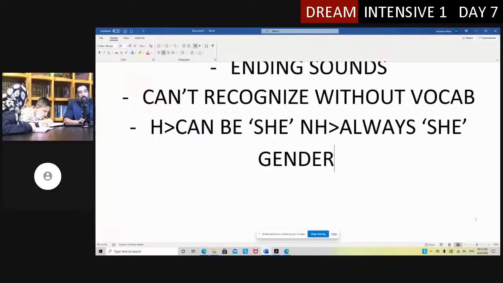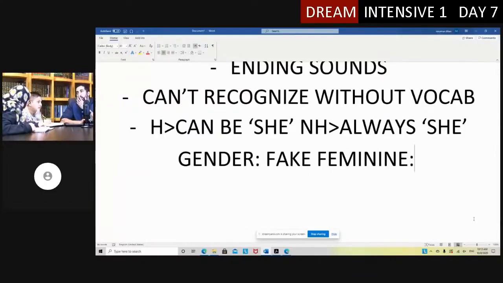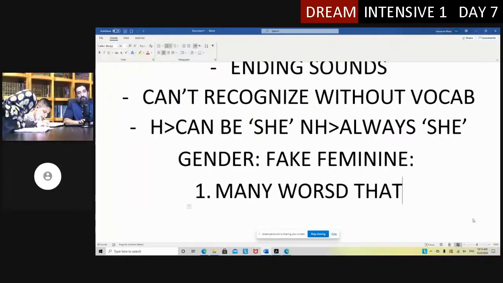And in gender, we only study fake feminine. Because we don't study masculine, because whatever is not fake feminine is already masculine. We don't study real feminine, because you should know who your mom is already. So it doesn't make any sense for me to teach you that mother is feminine. So we only study what? Fake feminine.